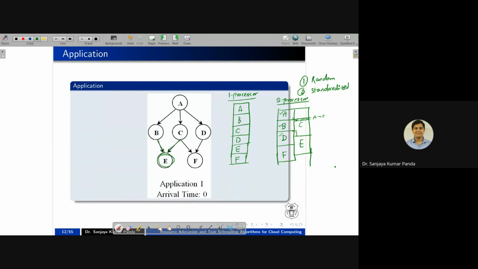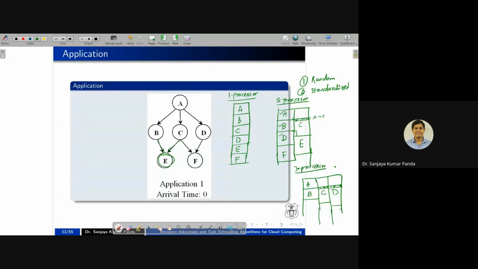Now, if you go for a three processor system, you have three different processors, right? So you can start A. Once A is completed, you can start B, C, and D. Obviously there is a communication time. I am not worried about this time, and again this time is different from one processor to another processor. Let's say B completed here, C completed here, D completed here.